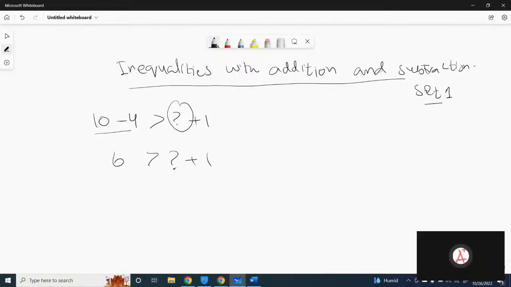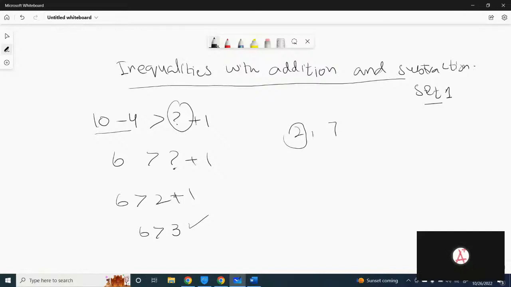So you are given two options. They are 2 and 7. Start with the first option. Let's see if you have 2. So 6 is greater than 2 plus 1. 2 plus 1 is 3. That means 6 is greater than 3. Got it? That would be correct.